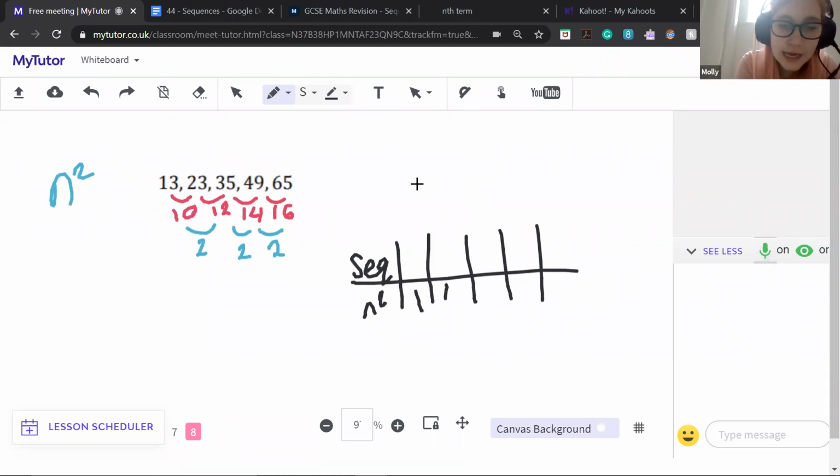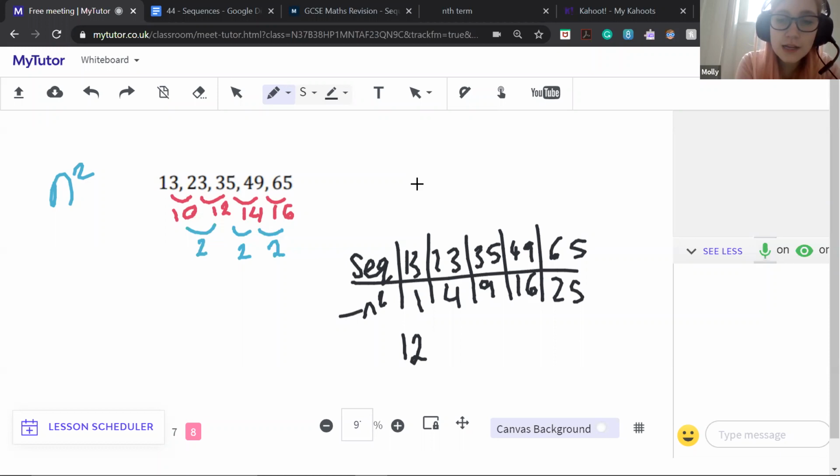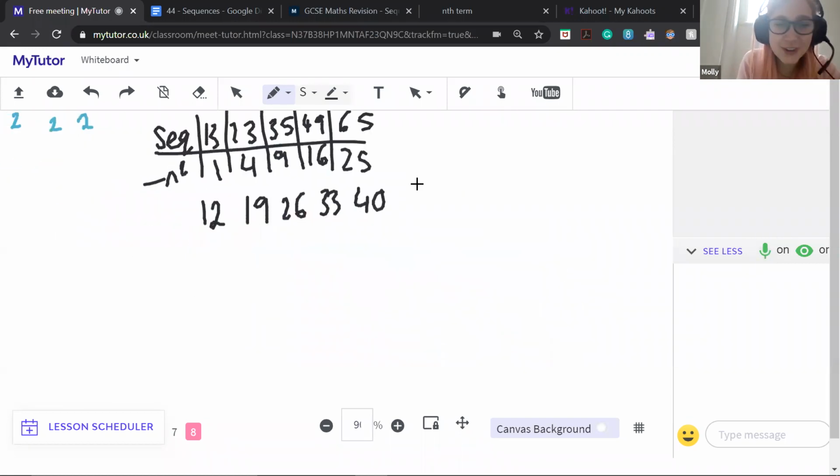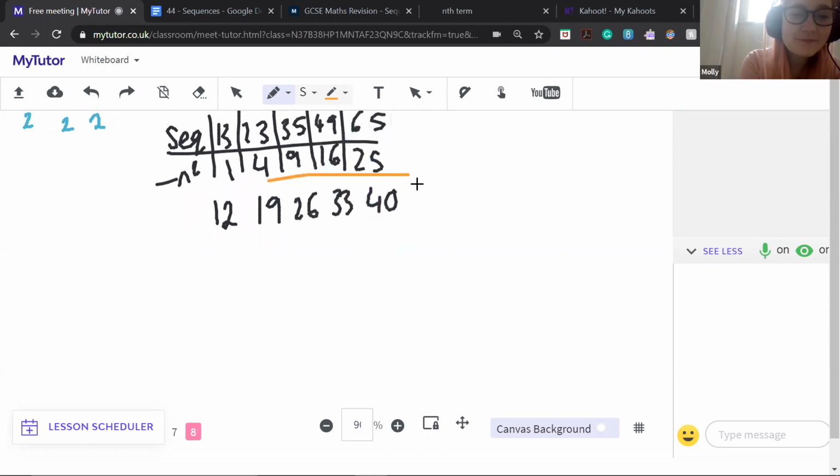Let's write our n squared, fill in the sequence, and do our subtraction. 13 minus 1 is 12, 23 minus 4 is 19, 35 minus 9 is 26, 49 minus 16 is 33, and 65 minus 25 is 40. Yeah, those are correct. And now we've got a linear sequence.